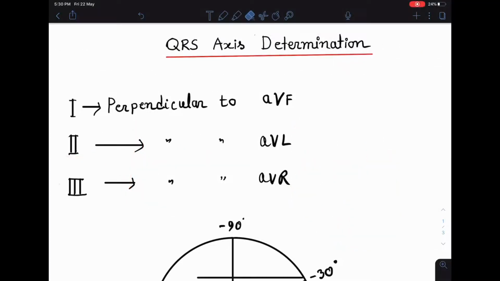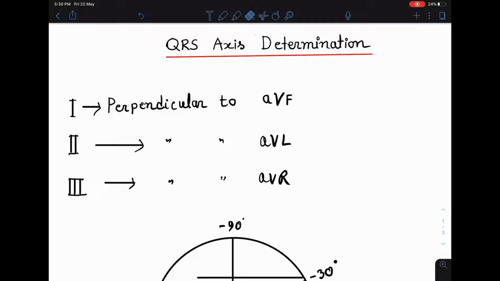Hello everyone. In this class, we are going to learn how to determine the QRS axis. Why is it important? It is important because the deviation of QRS axis is usually associated with certain pathological conditions. So from a diagnostic point of view, it is very important.